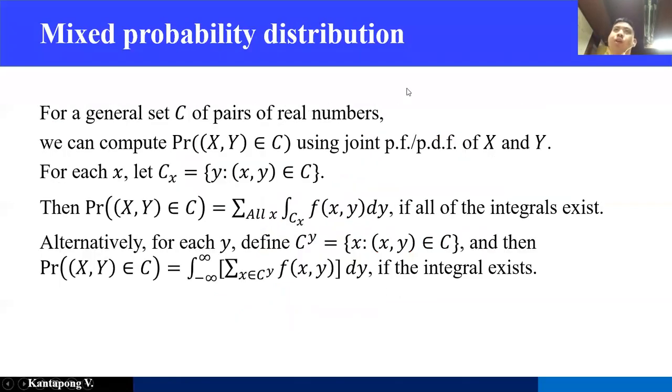For the mixed probability distribution, we can compute it such that Cx is this one. So we can do it like this. For x equal to c, we have to find the Cx first. This is very similar to the last example. Cx, and then we sum all the x that we're interested in. And we can define similarly.